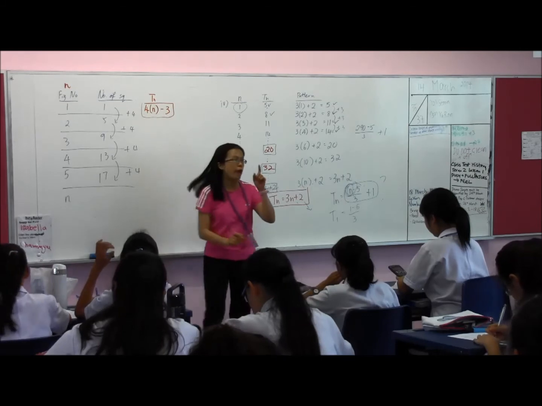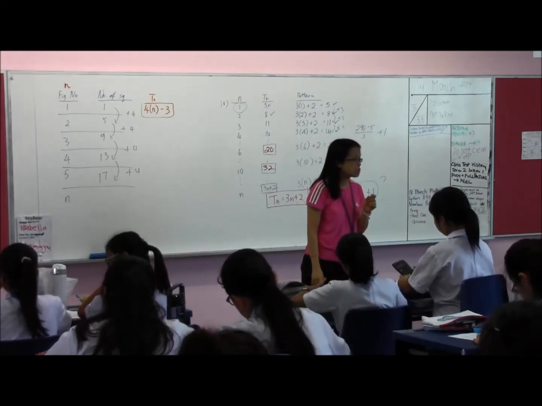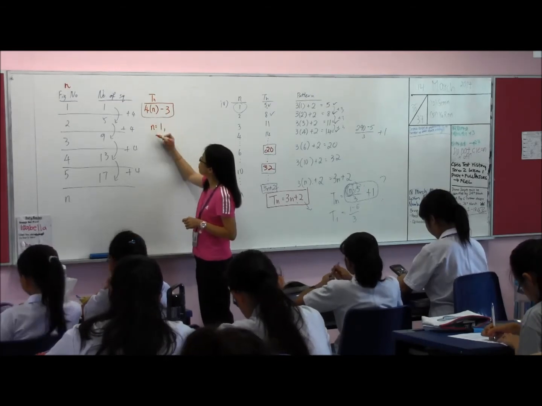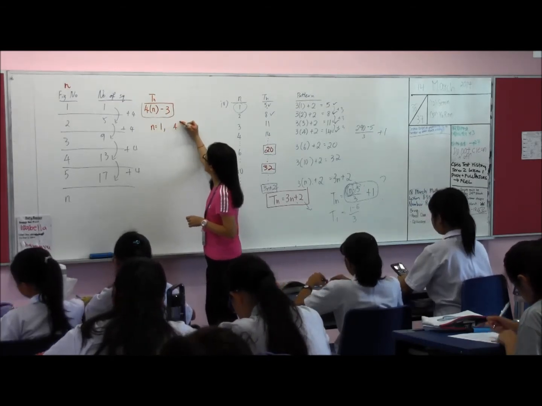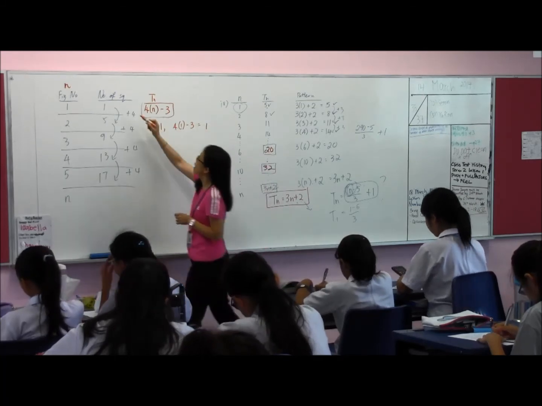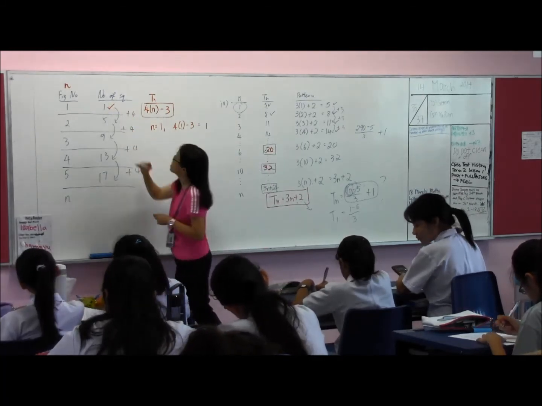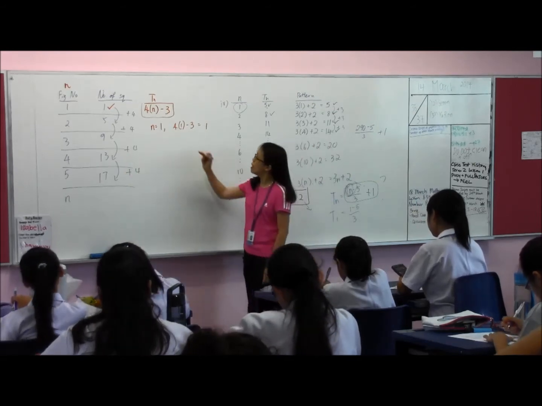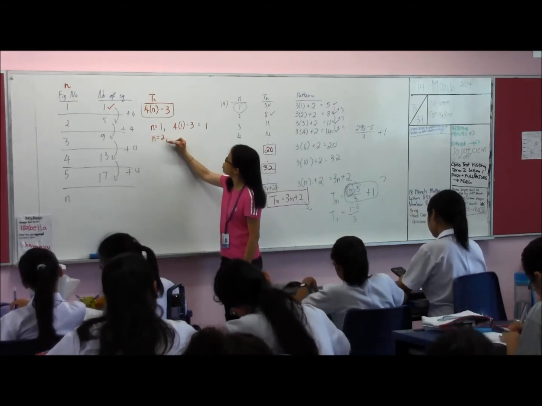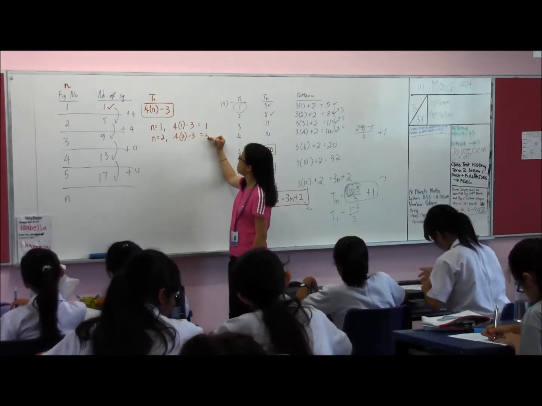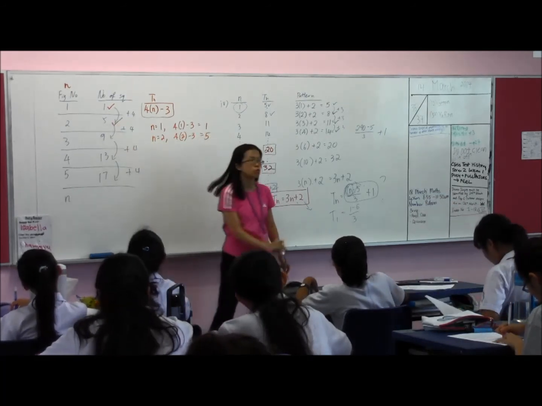So let's check whether what they say is correct. When n is 1, you substitute in, you will have 4 times 1 minus 3. What do you get? 1. Yes, it's correct because the first one is really 1. And then when n is 2, 4 times 2 is 8, 8 minus 3 is 5. Correct. The second term is really 5.